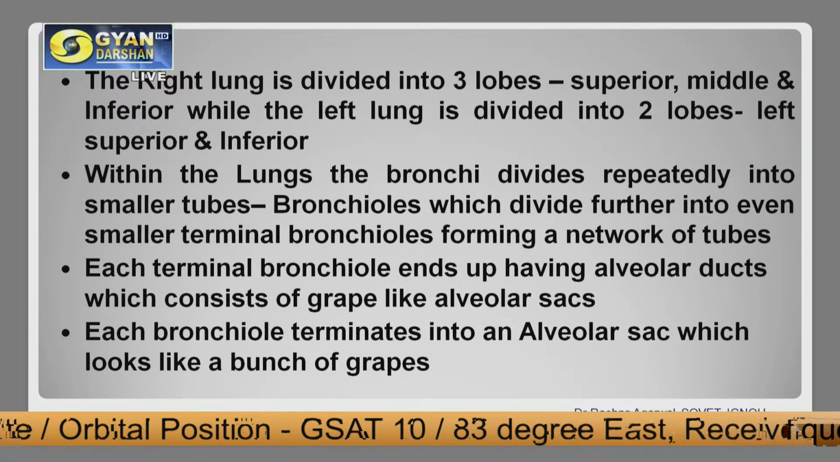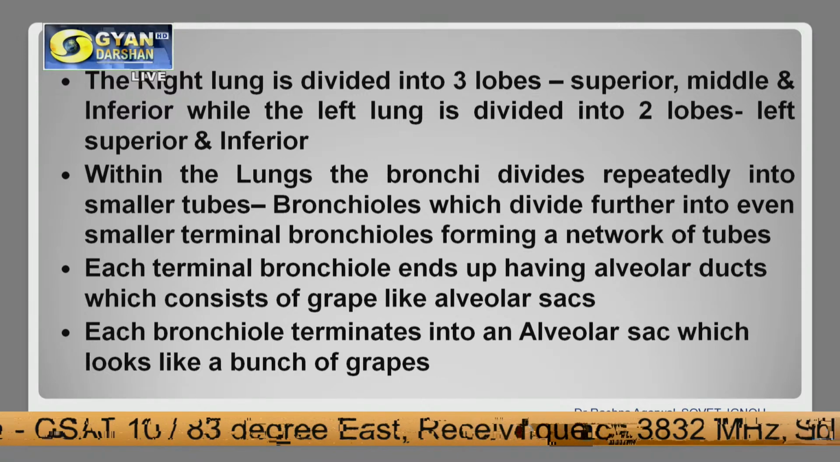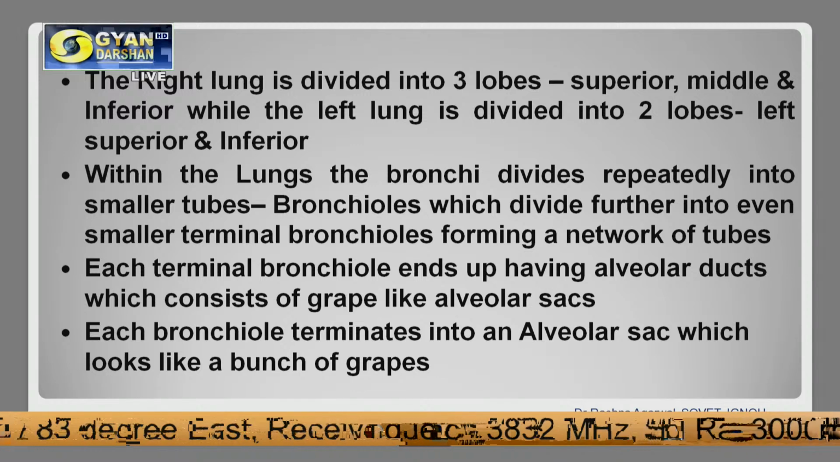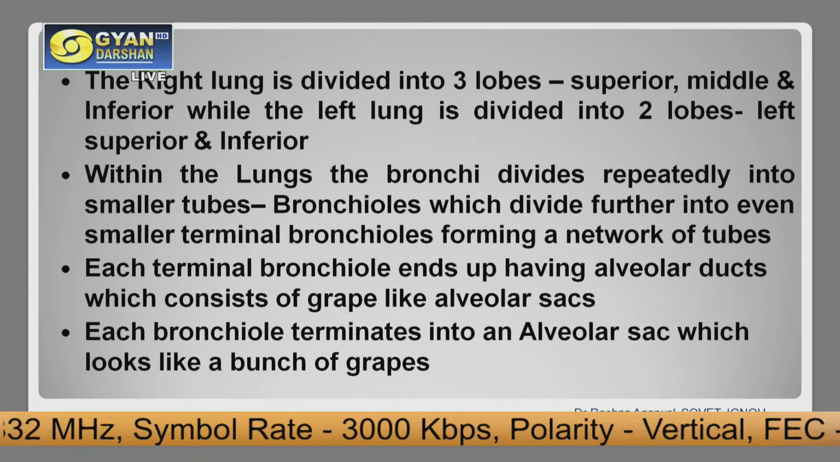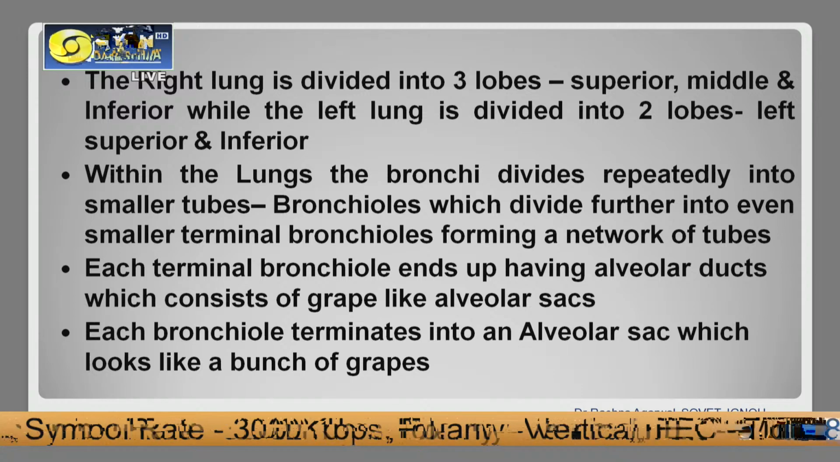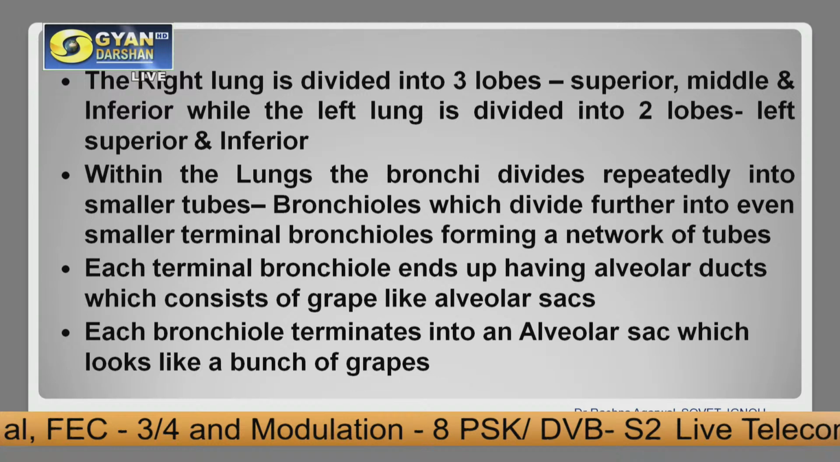Now both our lungs have a slightly different structure, not much. The right lung is divided into three lobes, that is the superior lobe, the middle lobe and the inferior lobe, while the left lung is divided into only two lobes, that is the superior and inferior.